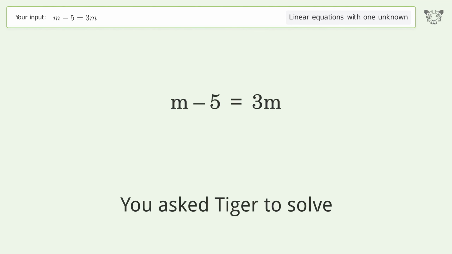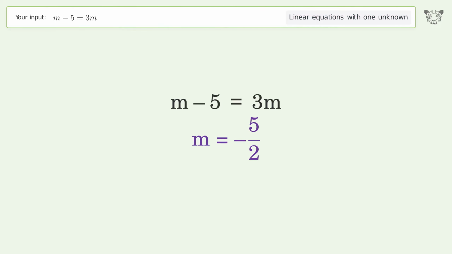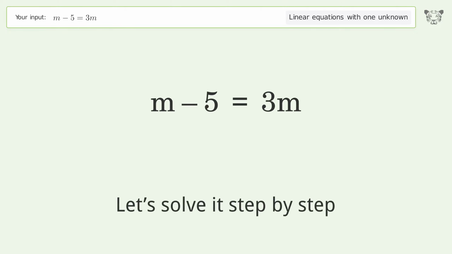You ask Tiger to solve this. This deals with linear equations with one unknown. The final result is m equals -5/2. Let's solve it step by step.